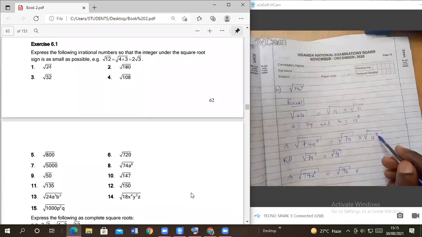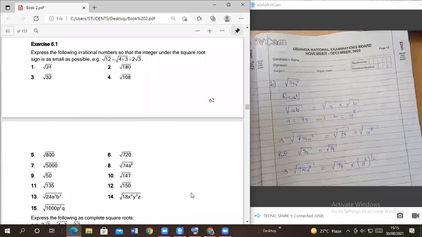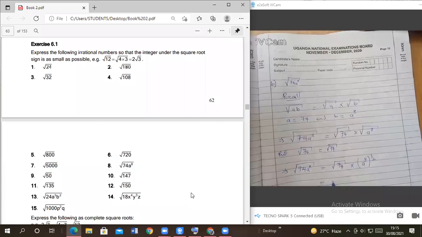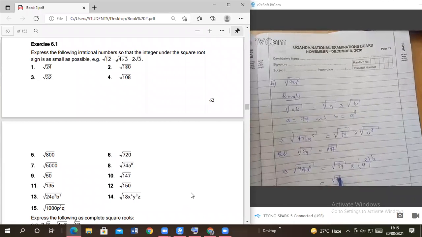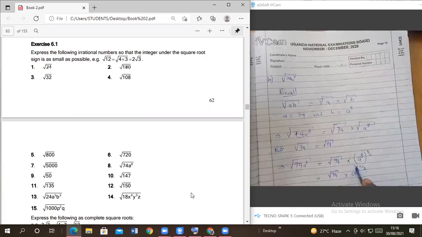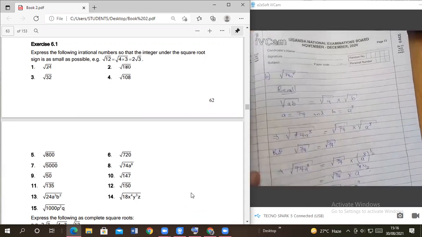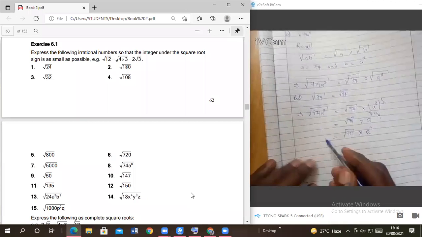Now this one we can simplify. Remember, a square root is the same as a power of one half. So it's the same as a to the power 8 to the power one half. Have you seen that? Yes. So it will give us root of 74 times a to the power 8 times one half. So this one reduces that, and we remain with root of 74 times a to the power 4.